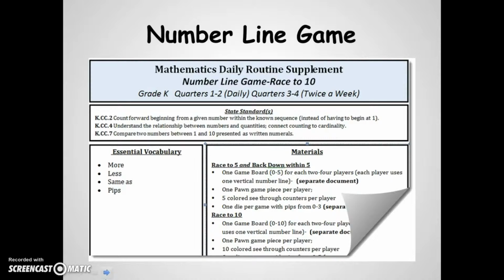This routine is laid out so that it moves from a progression of smaller numbers, 0 to 5, to larger quantities of 0 to 10. There are 3 versions of the number line game within this daily routine. There's a race to 5, the vertical number line game, race to 10, the vertical number line game, and a back down within 5, vertical number line game. Accompanied with this daily routine is an implementation chart as well as teacher model questions that increase in complexity.